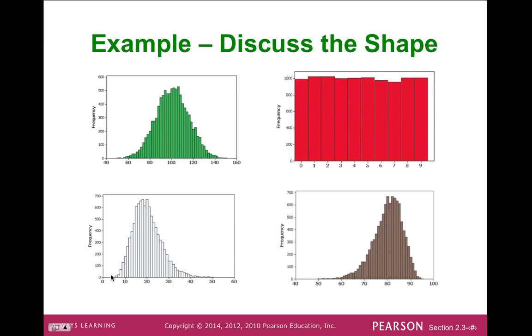So here we have a skewed graph. Here we increase pretty sharply to a maximum, and then we decrease on the other side with the right tail being longer than the left tail. So this is a right skewed graph, and here we have a left skewed graph where the tail is longer on the left skew.